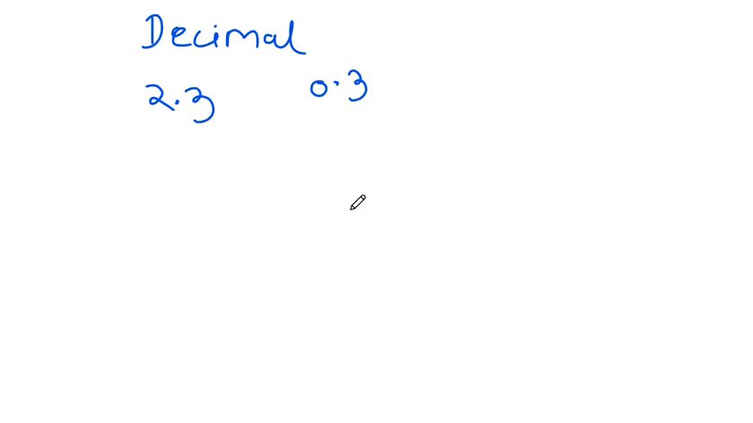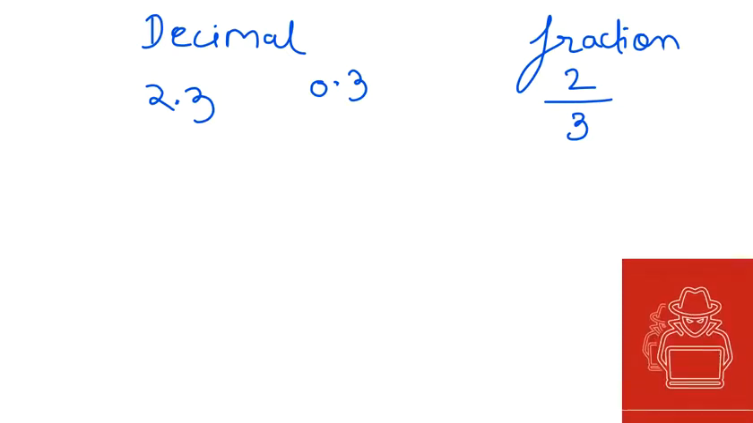So let's get started. When I say decimal, what does it mean? Suppose I write 2.3, so it is a decimal number. If you see a point in between the number, or after the number, or before the number, it means that it is a decimal number. Suppose I give you 0.3. This is also a decimal number. And we know what a fraction means. A fraction means where you have a numerator as well as a denominator. Okay, let's move ahead.